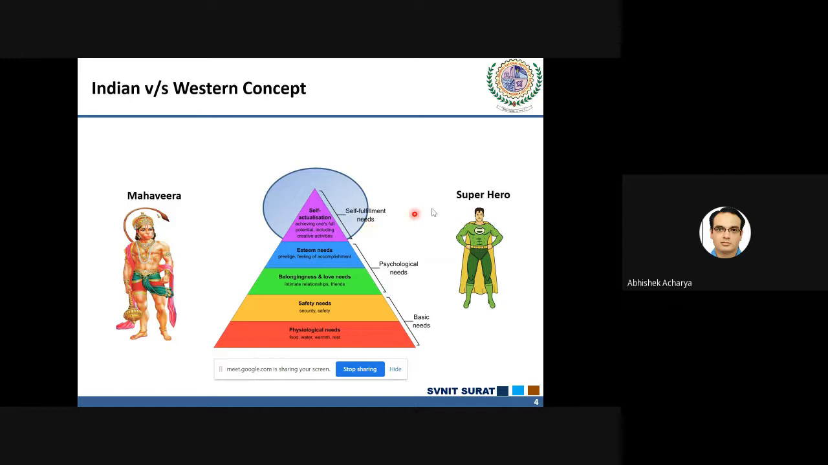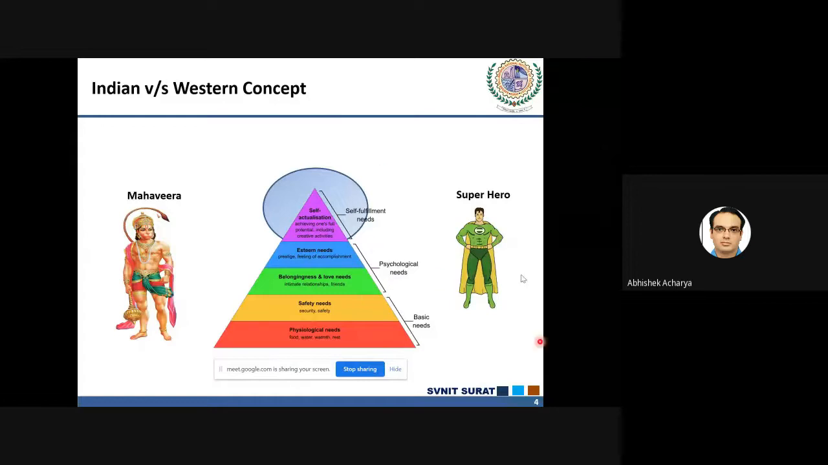scriptures. Okay, so this particular state where you are attaining self-actualization or self-transcendence, in this state you will be free from desires. Okay, that is very important to note. If you are going to attain this particular state, it means you are free from desires, you are free from wants. And that is where the difference between the Western and Indian concept comes into the picture.